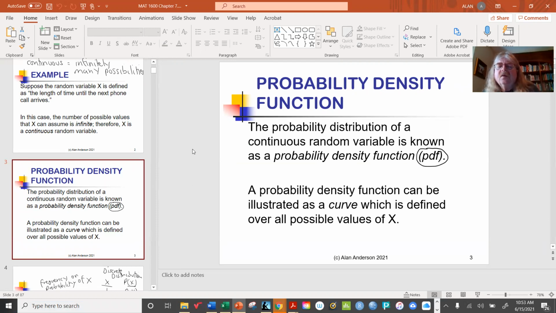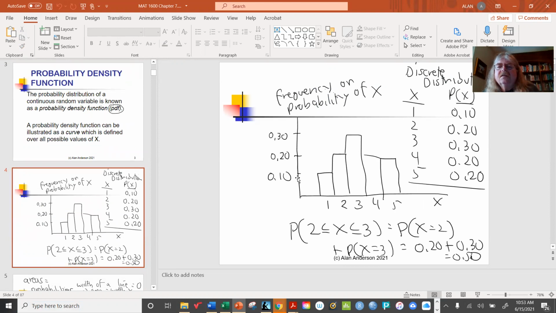What's going to happen when we're looking at continuous distributions is that we're no longer going to use these for our calculations. We're going to stick exclusively with the CDFs. Okay, now take a look at this histogram.